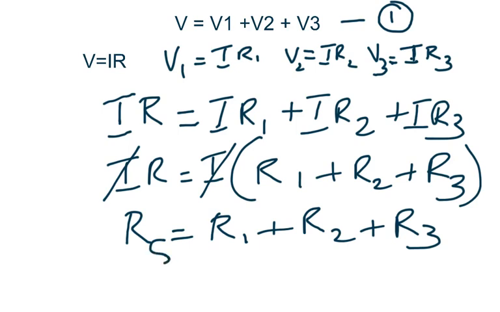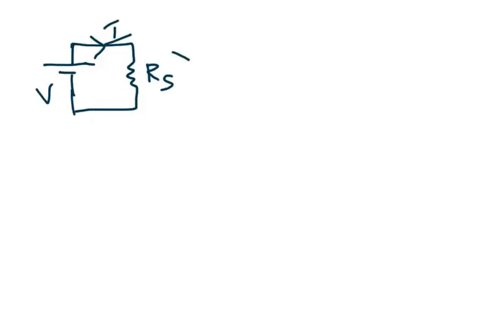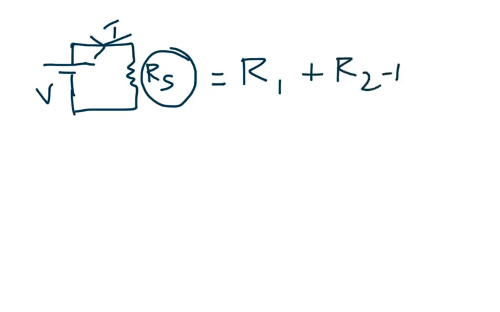Now Rs be the equivalent resistance of the three resistors. So when resistors are connected in series, the equivalent resistance of all the three resistors will be R1 plus R2 plus R3. So Rs will be equal to the sum of the three individual resistors.